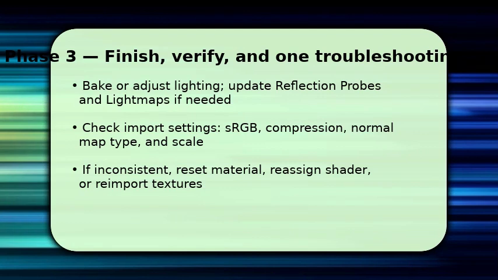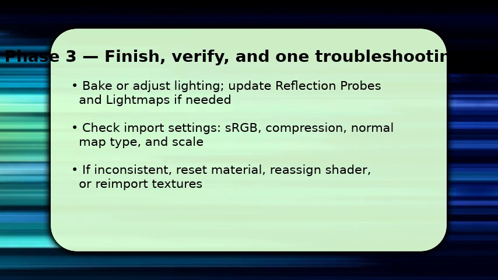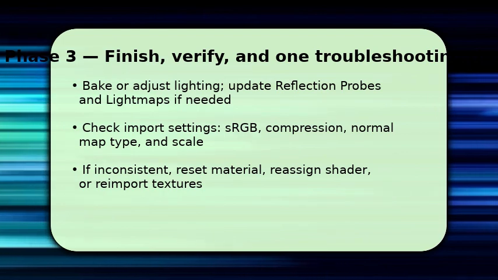To finish, confirm materials interact correctly with your scene lighting. Rebake lightmaps if you use static lighting and update reflection probes for glossy surfaces. Make sure texture import settings are correct: normal maps marked as Normal Map type, sRGB for color textures, and reasonable compression.